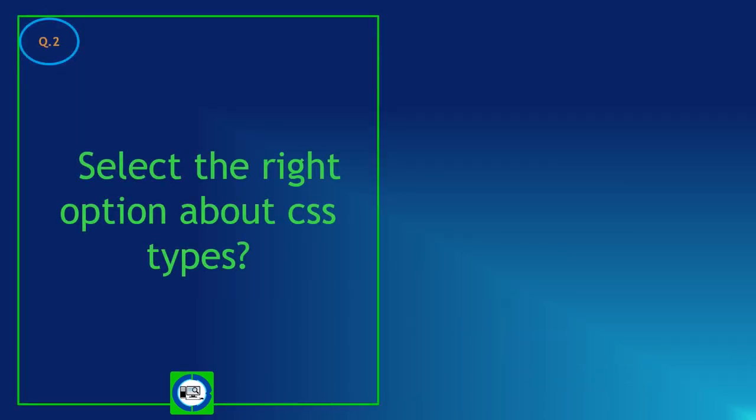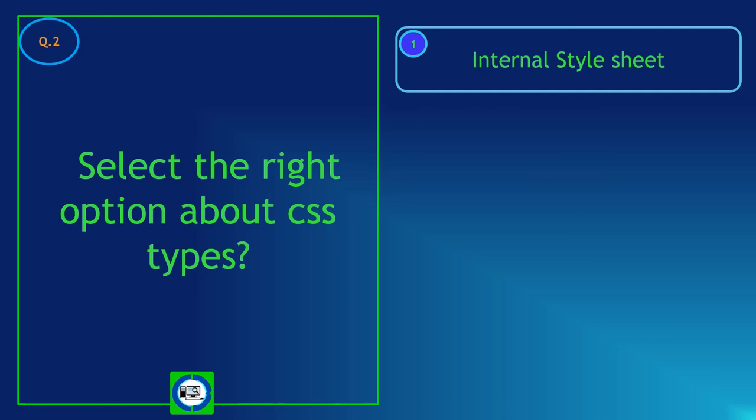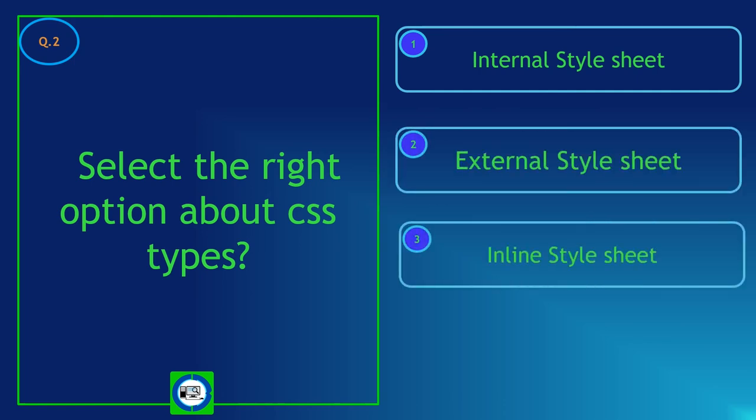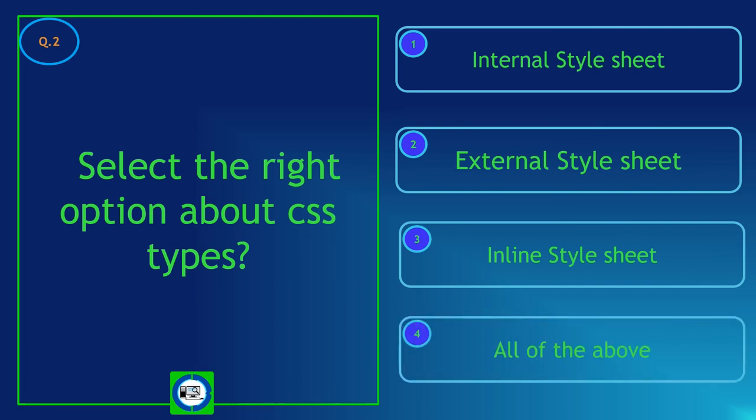Question number 2. Select the right option about CSS styles. Options are given here: internal style sheet, external style sheet, inline style sheet, and the last option is all of the above. Choose your right option and give your answer in the comment section.